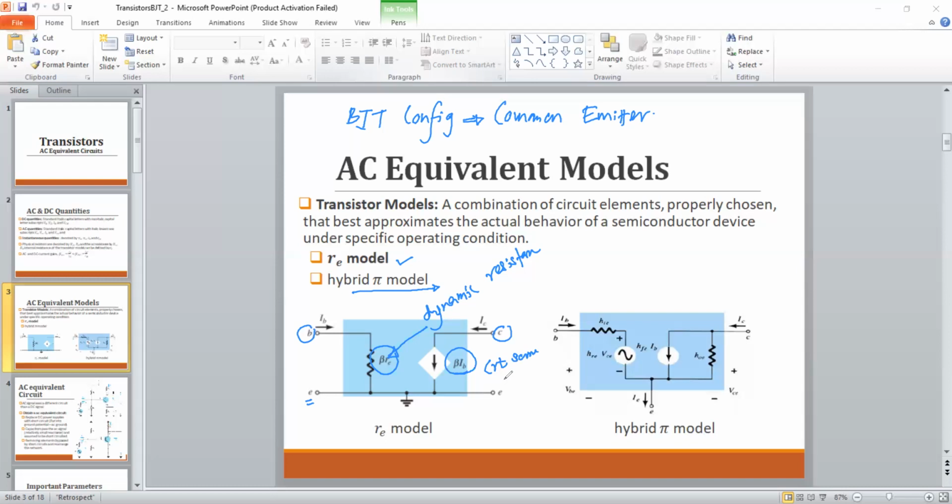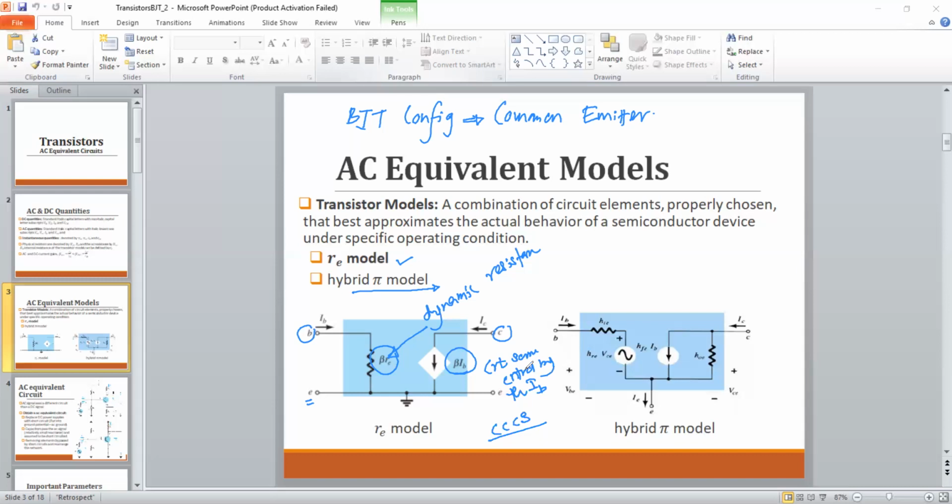Again, this is controlled by the base current IB. So this is a kind of current-controlled current source. We can simply map this input-output relationship through this current source, which we include in the output side. So this is the base current and collector current.